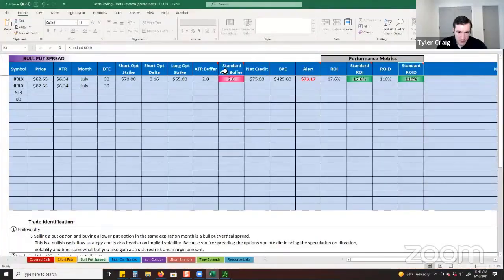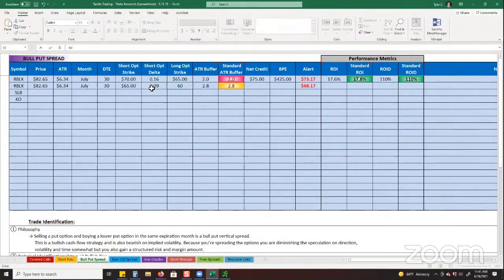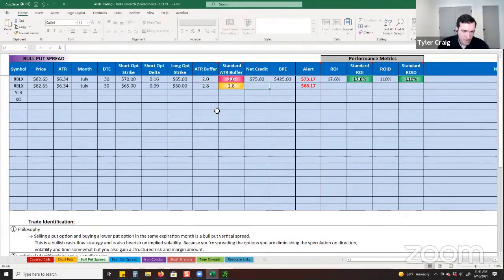Well, let's do it. I would be doing the 65 strike. It had a 9 delta. I bought the 60, so still $5 wide. ATR buffer is 2.8. Net credit was 40 cents, or $40. The buying power is going to be 460.